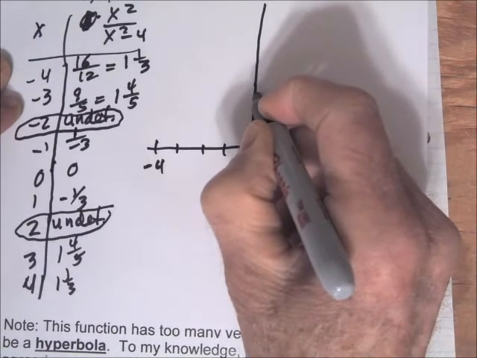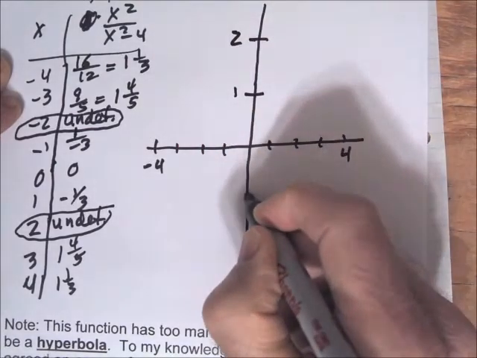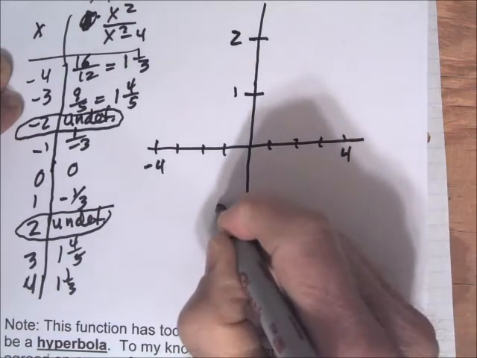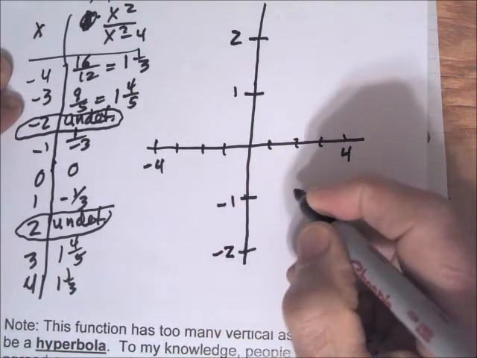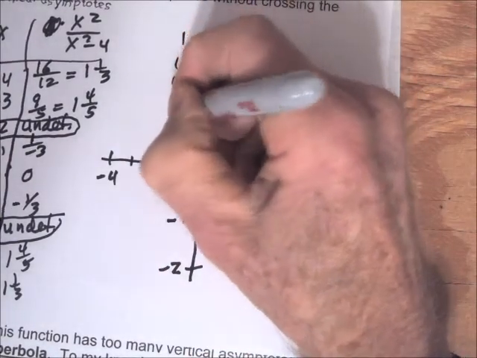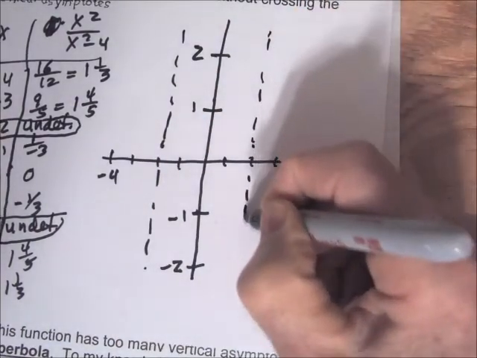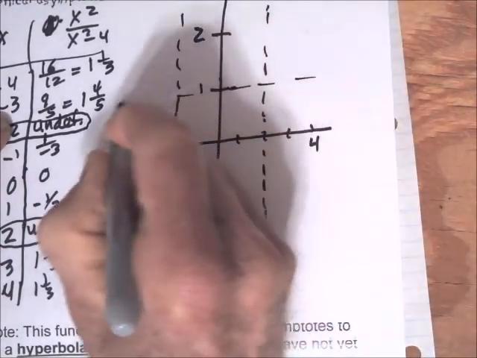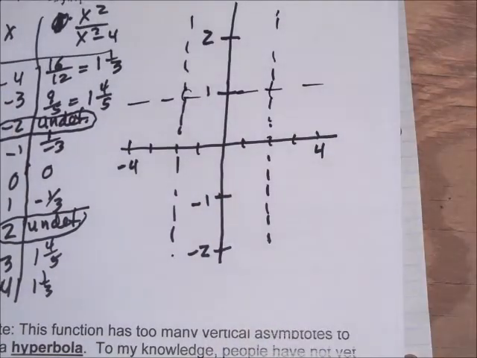I think I'll make these y numbers more spread out. I'm scaling the y and the x differently because our y values are pretty small and our x values are bigger. Okay, so we have the vertical asymptotes at 2 and negative 2. And horizontal asymptote at 1. And then we can plot the points.